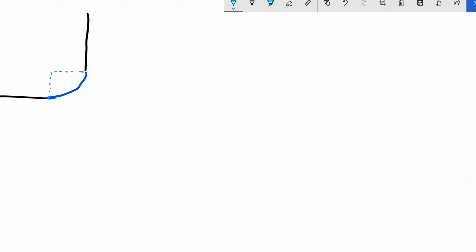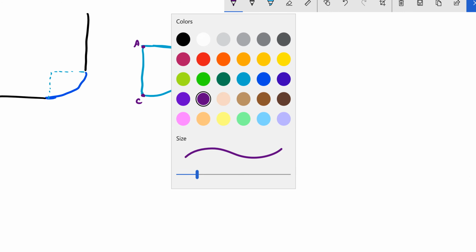I'm taking out that piece and investigating it. So this is the piece we are going to investigate. Let's use some points A, B, and C. Okay, let's use the resultant forces.